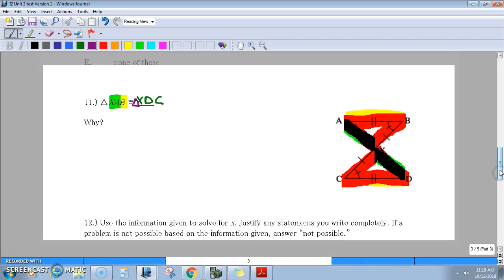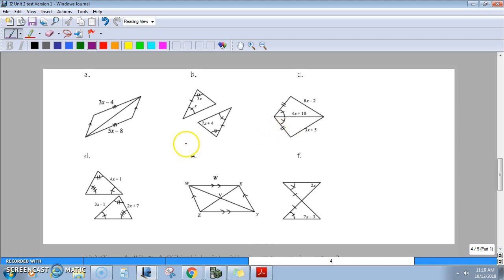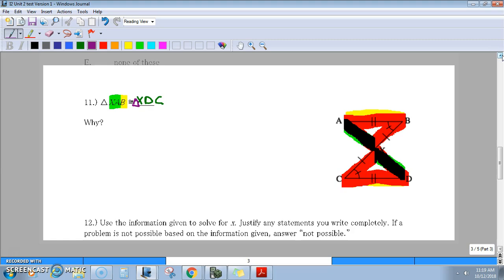Oops, we went by one. Use the information given to solve for X. Justify any statements you write completely. If a problem is not possible based on the information given, answer not possible. So, what were we supposed to be doing? Use the information to solve. Oh, we need to solve for X.